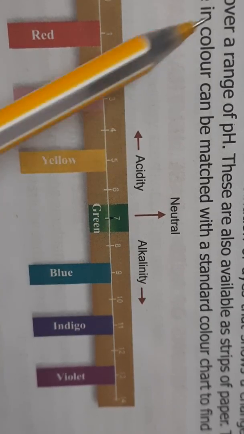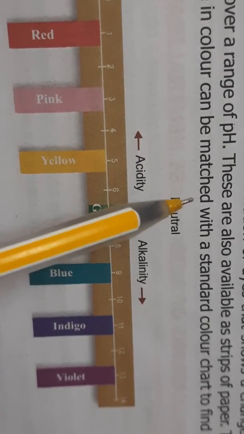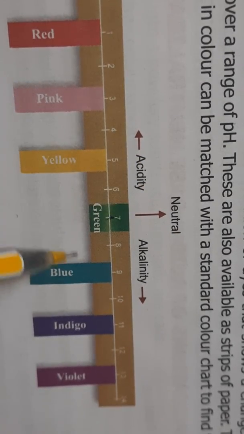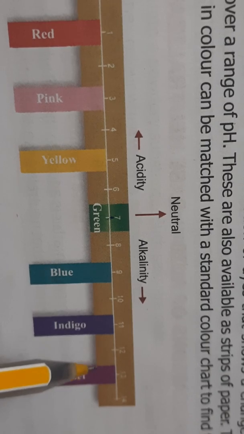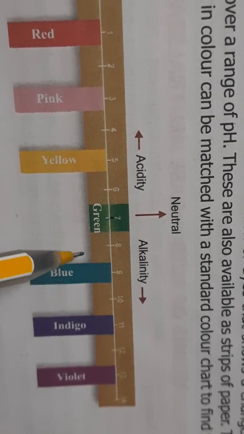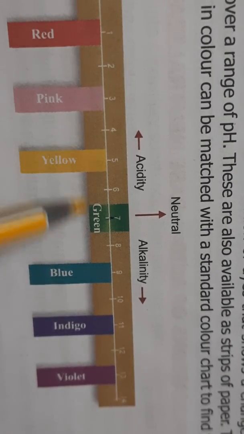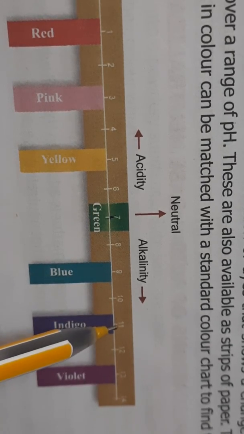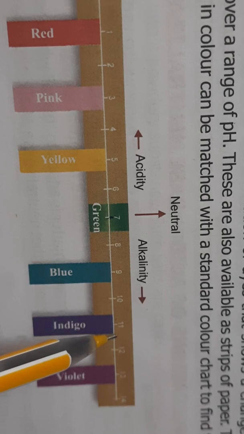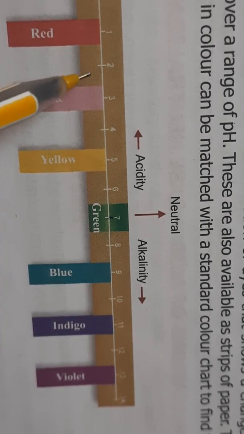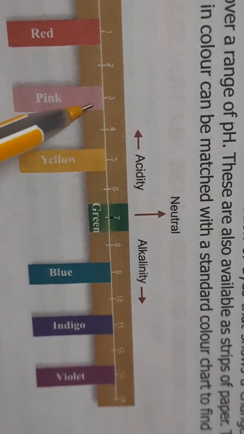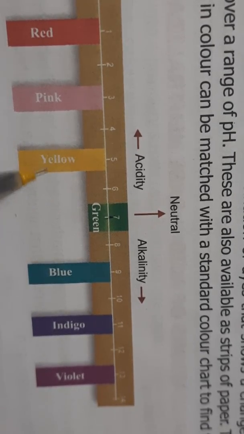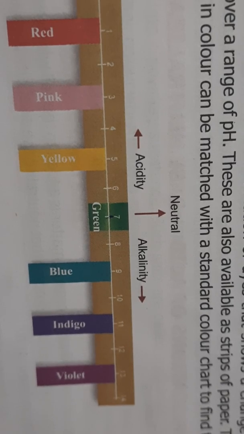Okay, and for measuring this, we use a universal indicator. Universal indicator uses a combination of different dyes to see the change in color over a range of pH. This is the pH scale. Okay, and universal indicators are available as strips of paper. And looking at the change in color, they do it. Okay, so this you will learn in higher classes. So there you can learn in detail.